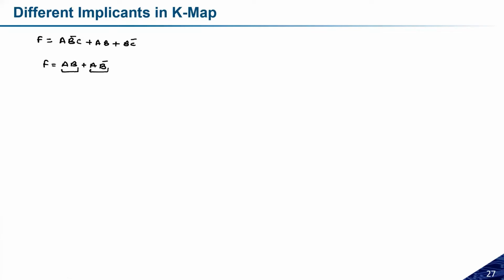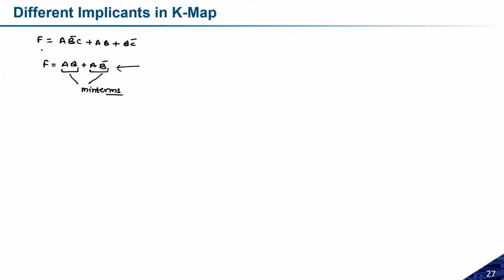If all the variables are present in a term, then we can call it a min term or a max term. We can call them min term or max term only if all the variables are present. So in the second function, both the terms are min terms.